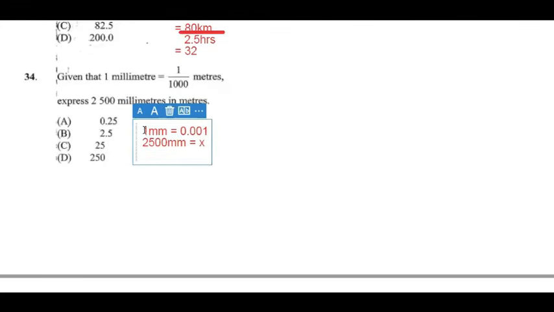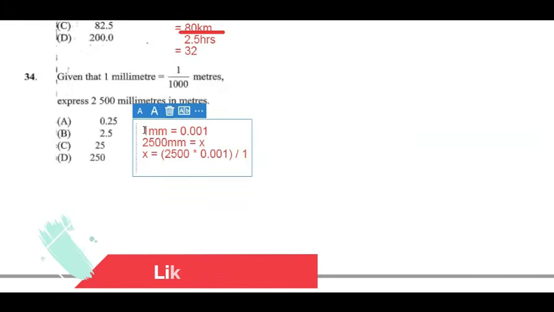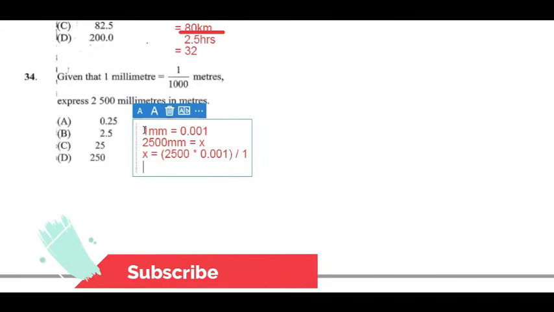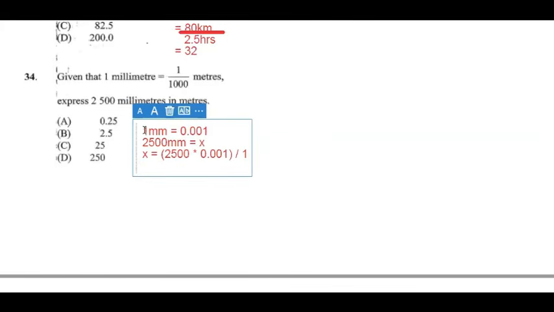So now we're cross multiplying to solve for x, so therefore x is equal to 2500 multiplied by 0.001, and all of that is divided by 1, and we know any number divided by 1 is itself, so therefore all we need to do is solve what is in the bracket and we will be good. So therefore 2500 multiplied by 0.001 is 2.5, so therefore answer for 34 is B. So x is equal to 2.5, so 34 is B.